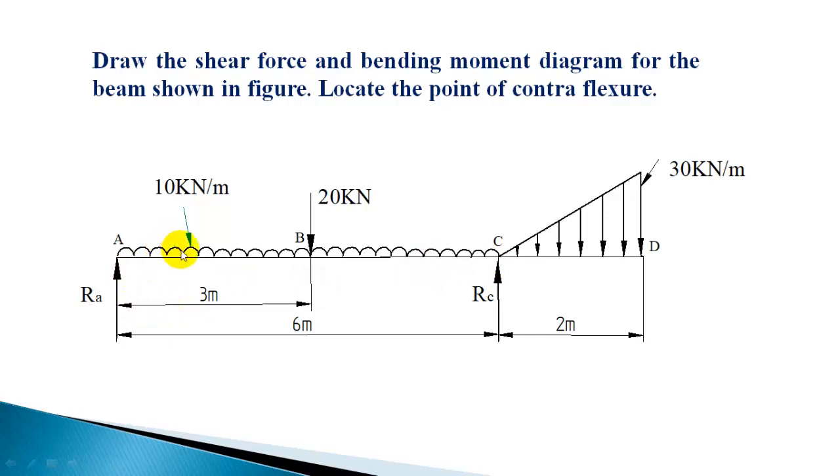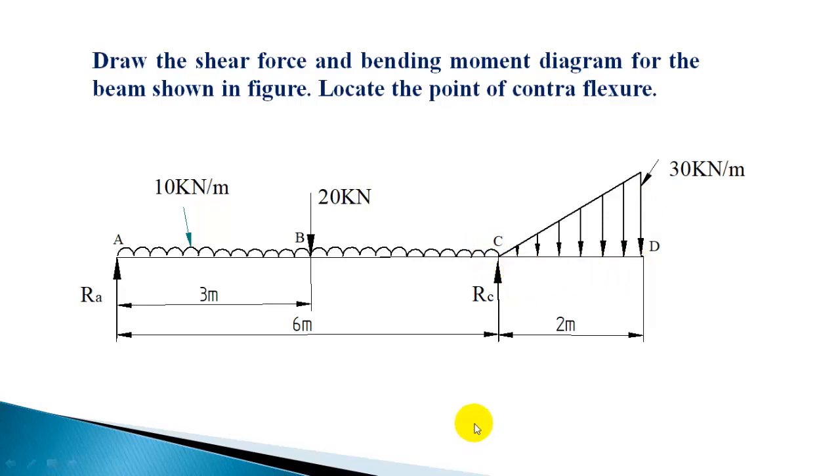There are three different loads acting. One is a UDL of intensity 10 kN per meter for 6 meter length, and there is another point load at 3 meter away from the left end, and a UVL, uniformly varying load, varying from 0 intensity to 30 kN per meter. So it's a triangular load with the maximum intensity 30 kN per meter. It is acting over a length of 2 meters.